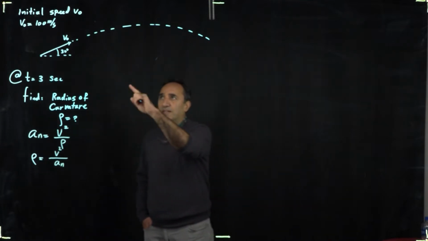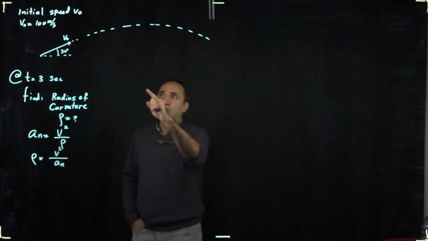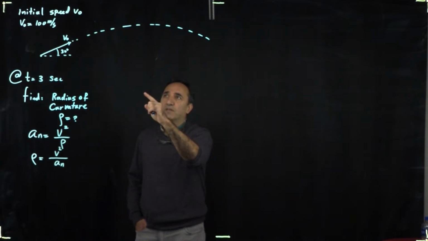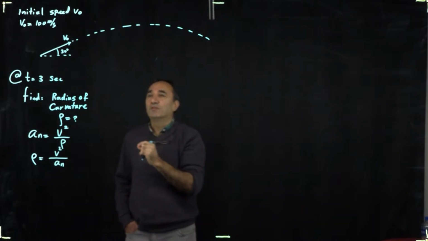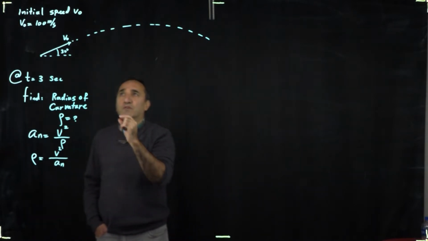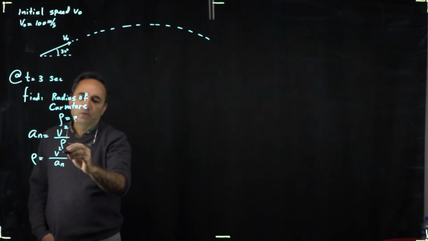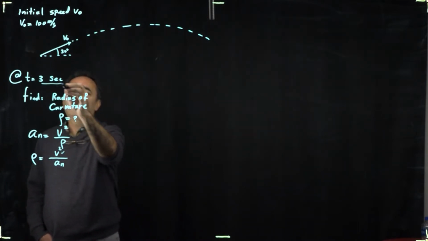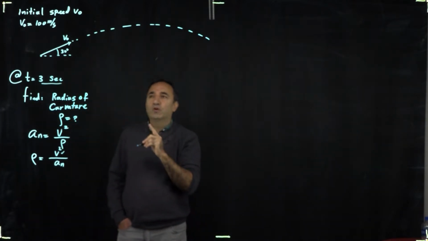Now, you might say, well, wait a minute, I don't have enough information. All I have is the initial speed of 100 meters per second. So how am I going to do this? It's such a little amount of information. So the way this works, remember, this is a projectile. So what we need to determine, obviously, is the velocity at this time, and what is the normal acceleration at that time? And I'll show you how you can find those.